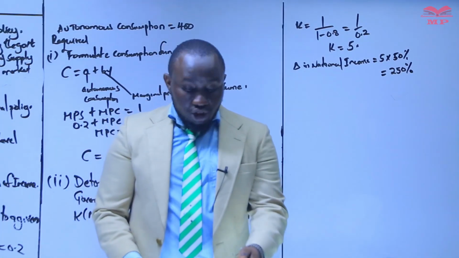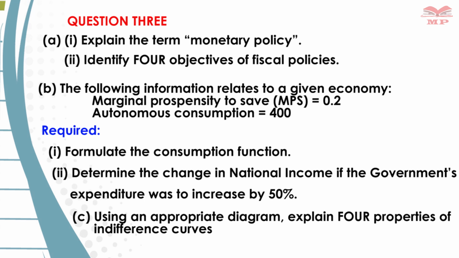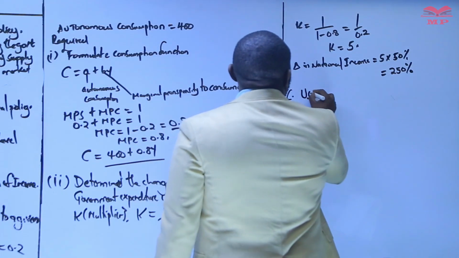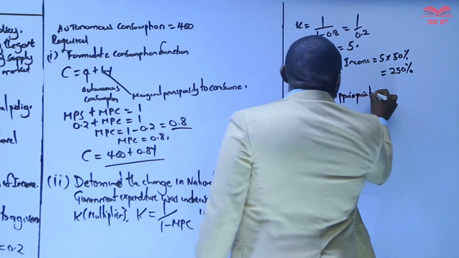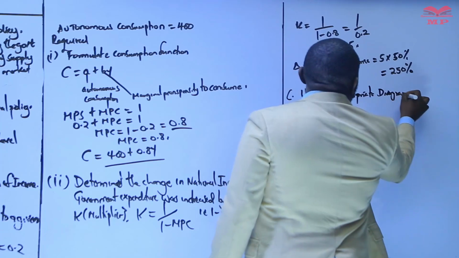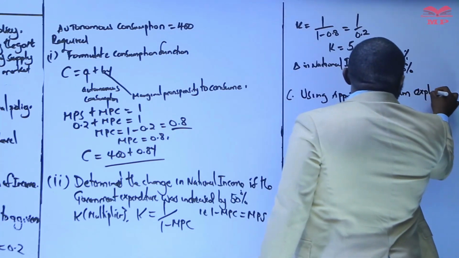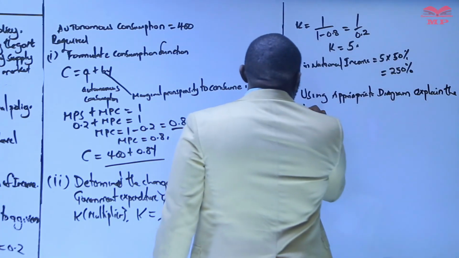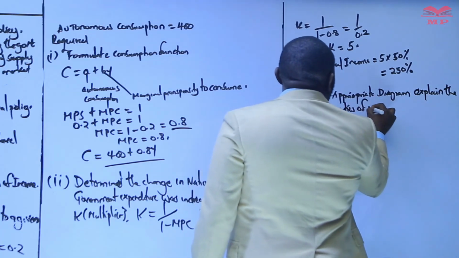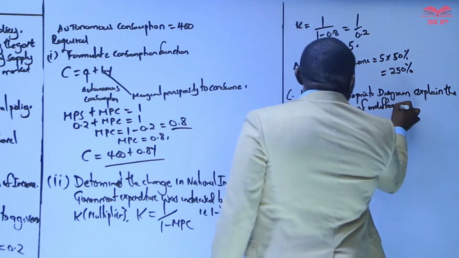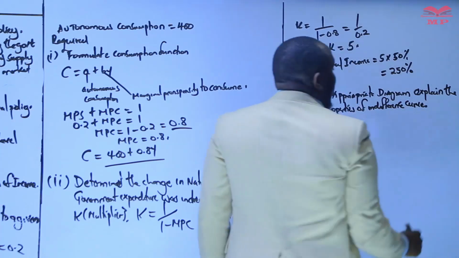We pick it up on question 3 Roman C. Using an appropriate diagram, explain the 4 properties of indifference curve.